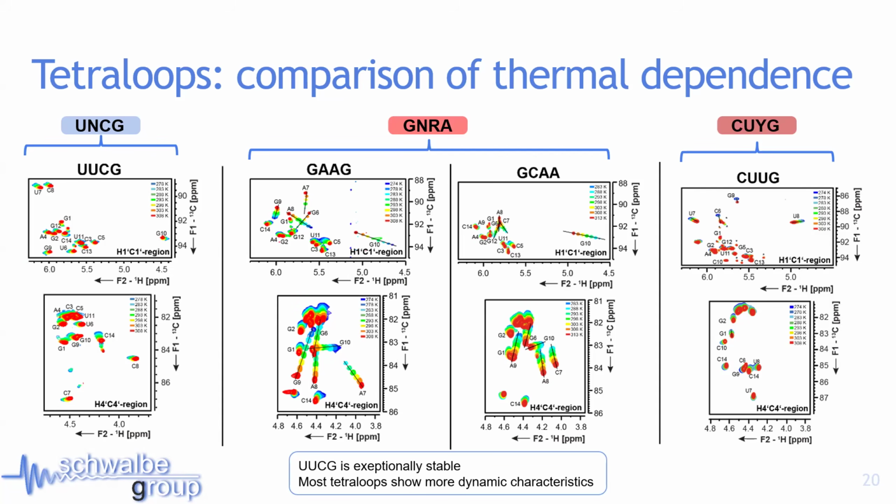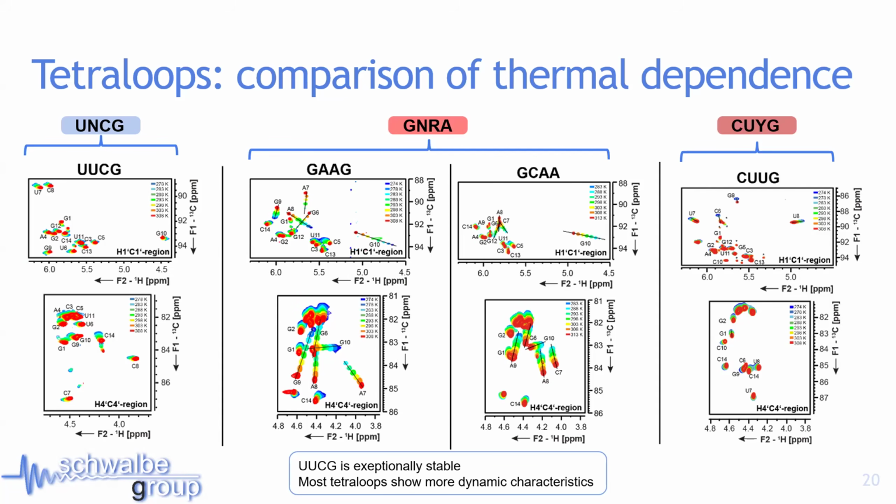If we go to the GAGA or GCAA tetraloop, they are actually way more dynamic. So throughout the temperature series, we see a very, very large temperature response, indicating that these tetraloops must be way more dynamic than, for example, UUCG. And CUUG is quite special because it's not the most common tetraloop, but it's quite unique in its structure, and it's very often highly conserved. And therefore, we also decided to look at this.